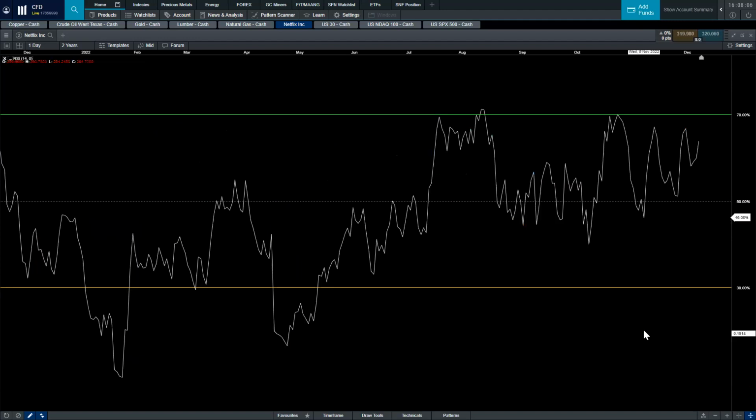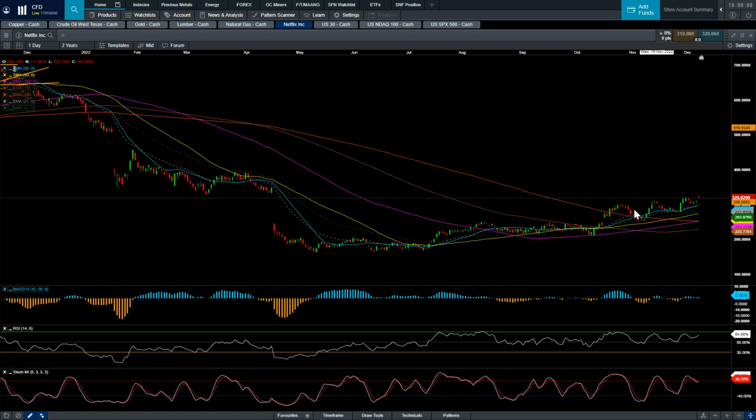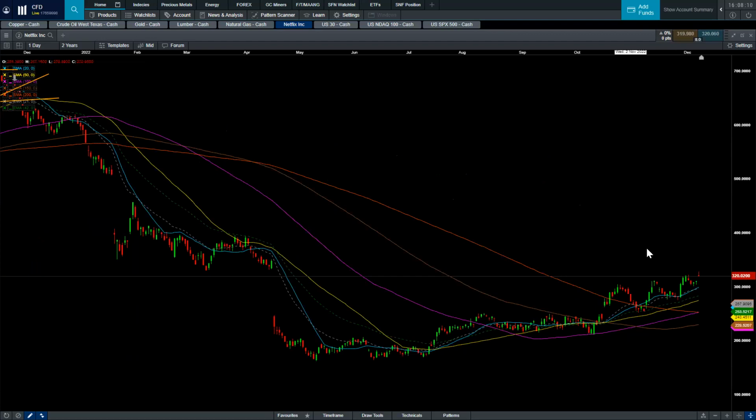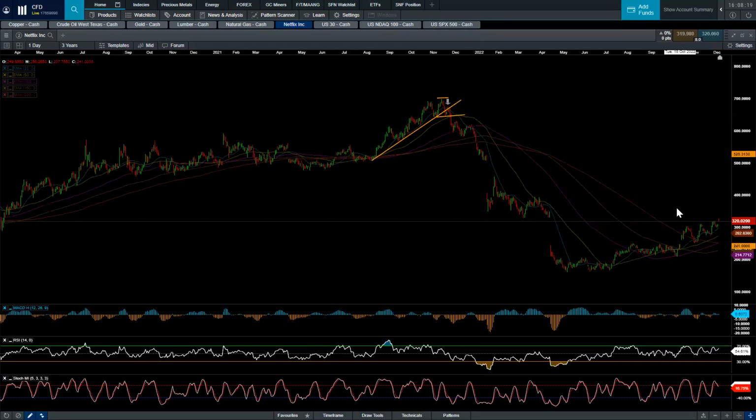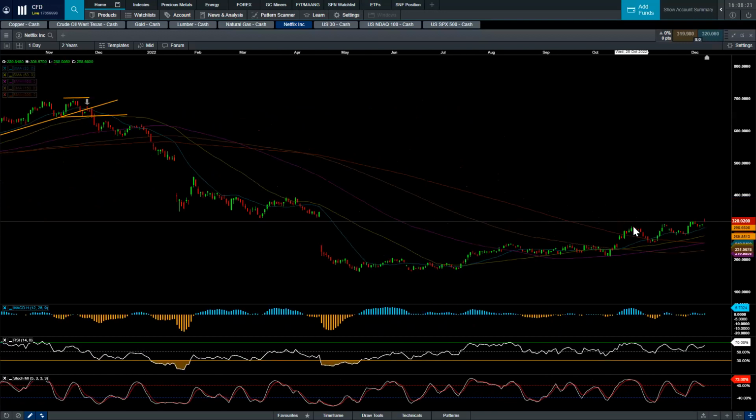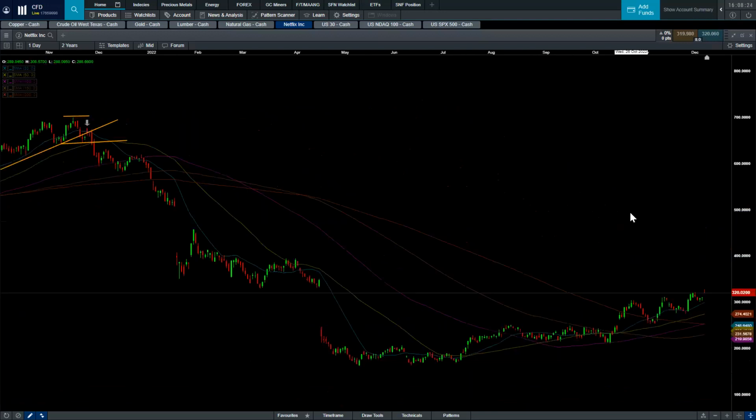Momentum's going down, price is going up. So what's the first one? The first one is there, right? So the first one is there, and the bottom for the first one is here.